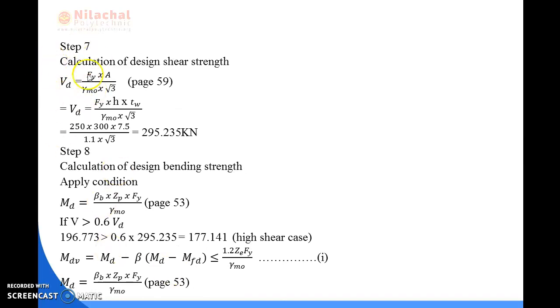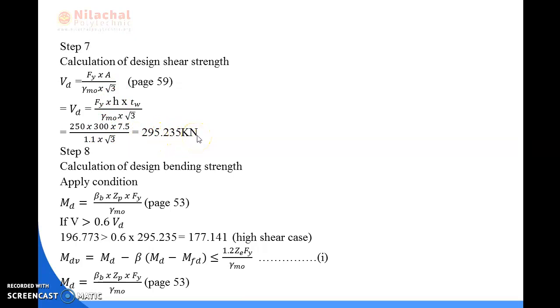So now we have to find out the design shear strength, which is step 7. So now Vd is equal to Fy into A divided by gamma m0 into root 3. And to calculate the A value, we have to multiply two things, which is H into tw. So Fy is 250, H is 300, tw is 7.5, and gamma m0 we know 1.1 into root 3. Hence, we got the value of Vd as 295.235 kilonewton.